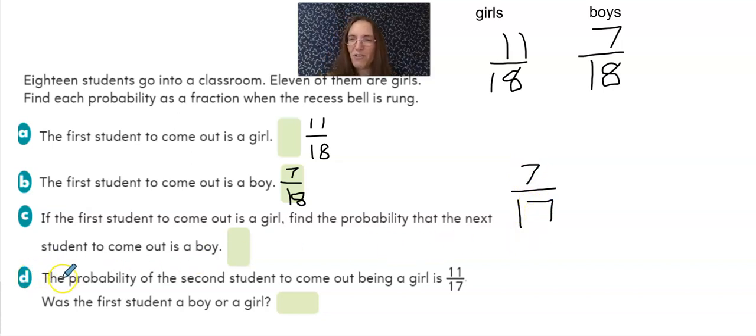Here they tell us that the probability of the second student to come out being a girl is 11/17. Was the first student a boy or a girl? Well, we've got those 17ths here, which means 1 student has left. But with 11 girls in the probability, that means the girls have stayed the same. And that means that the first student to come out will definitely have been a boy.